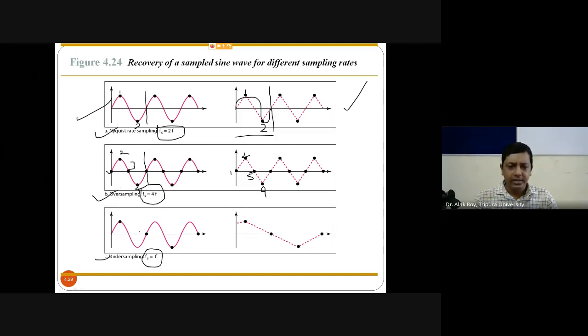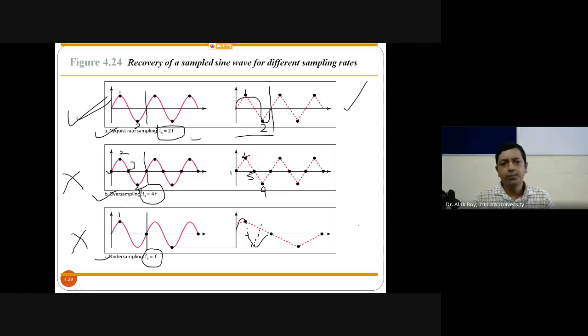Undersampling means for this length of signal you are measuring the signal only once. With this you will not be able to measure the peak, and after that you cannot continue with the signal because you do not have the values. So it is known as undersampling. The theorem says that it should be 2f. Undersampling is not recommended.